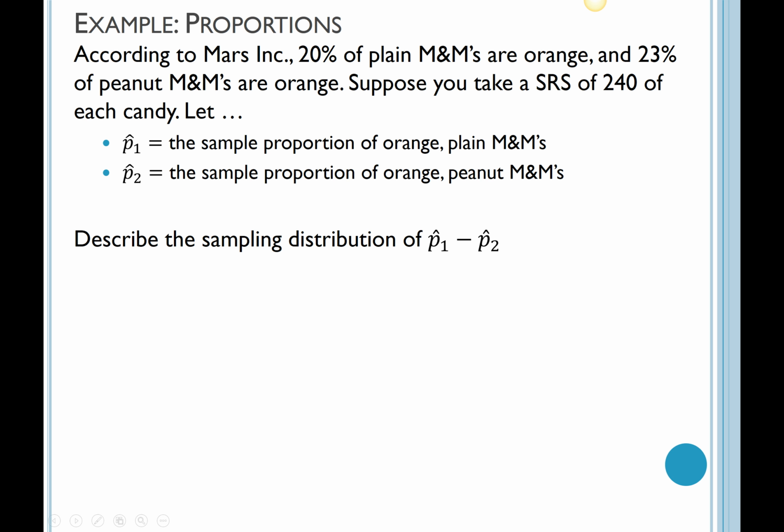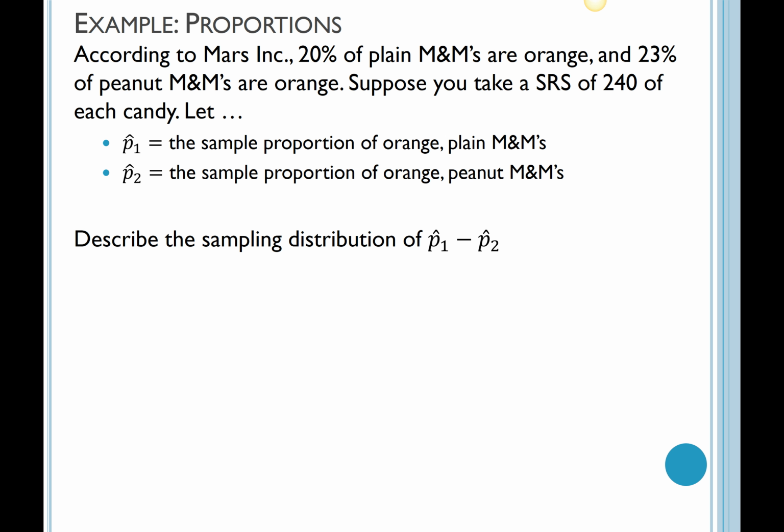All right, video 2 is going to go through 2 examples of sampling distributions with independent random samples. Example 1 is going to focus on the difference of 2 proportions. So here we're going to talk about the sampling distribution of 2 proportions and the difference between those.